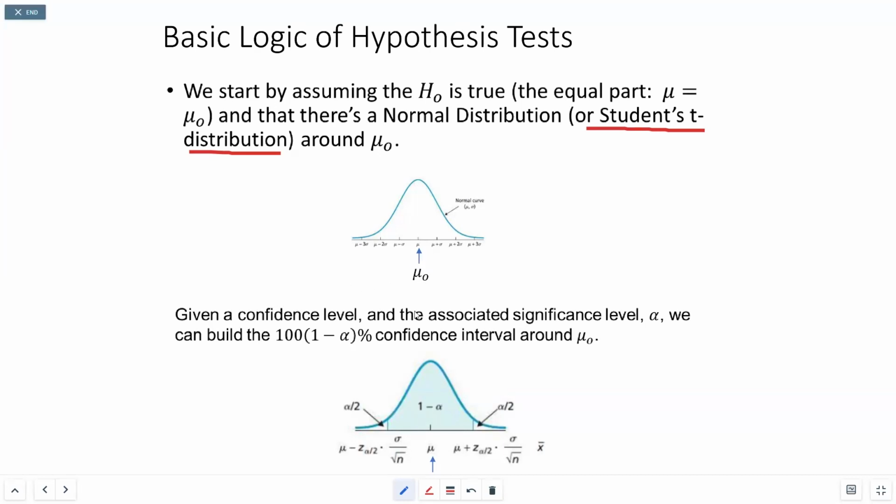Right, so if we're given a confidence level, and with a significance level alpha, we can build a confidence interval around this mu naught. Unfortunately, this got cut off. This should have been a mu naught right here. I can't draw this stupid thing. Okay, mu naught. So just to remind you about doing confidence intervals, we're going to say the significance level is how much error we're willing to accept, the probability we're wrong.